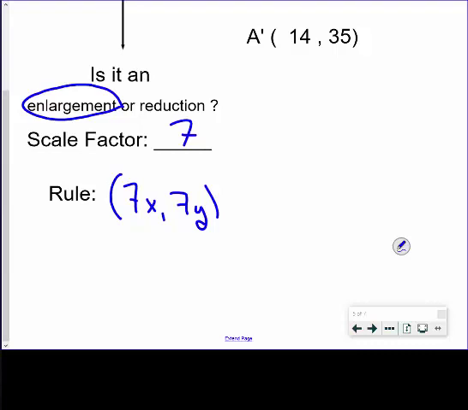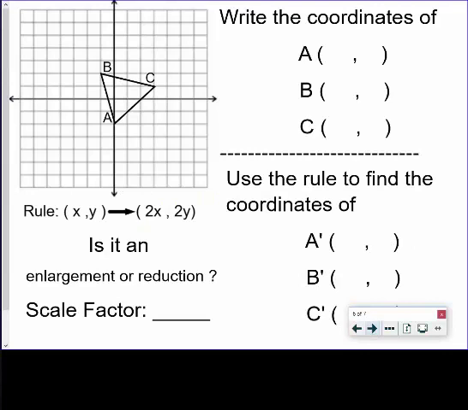Okay, I'm not going to kill us with the graphs today, we just got 2. Tomorrow we will have more, just a warning. Start by writing down the pre-image coordinates. Write down the coordinates for A, B, and C. Wait, what was the rule? 7x, 7y.